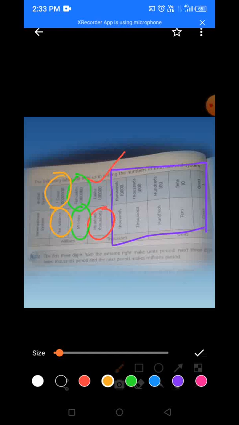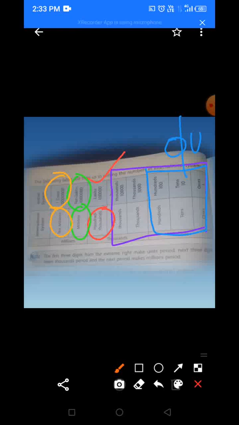Now read. The first 3 digits to the extreme right make the unit period. So look here. Now if we see the first 3 digits, this will be the unit period or the ones period. Yes, we'll just write unit or ones period. Then the next 3 digits will be the thousands period. Wait, let's see. Now the international system, you know the Indian numbers.